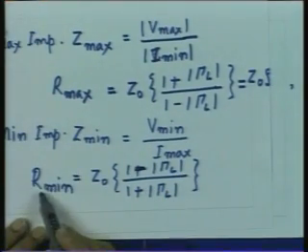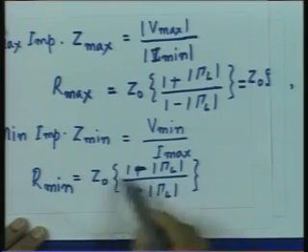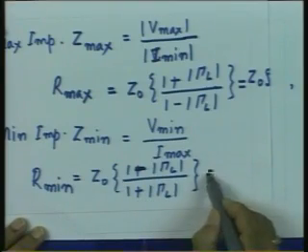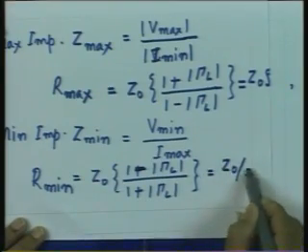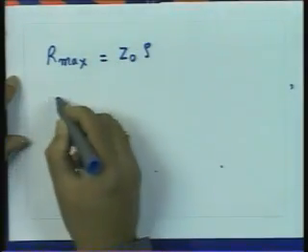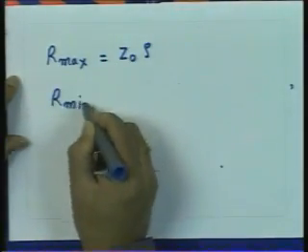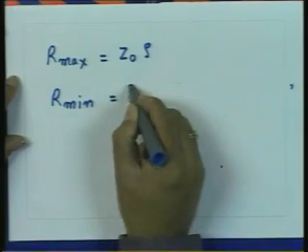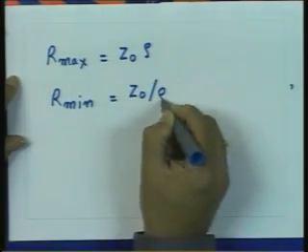Similarly, the minimum resistance which I will see on the line is 1 upon rho. So, this is equal to Z0 upon rho. So, I get from here R max is equal to Z0 into rho, and R min on the line is equal to Z0 divided by rho.